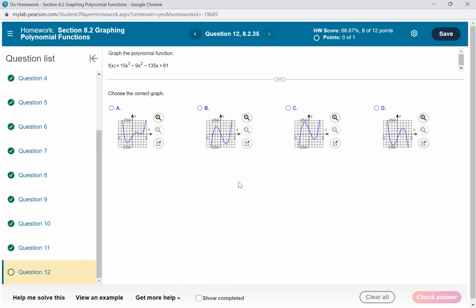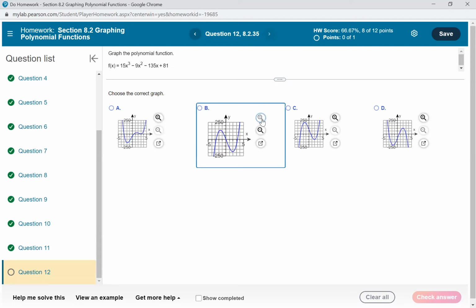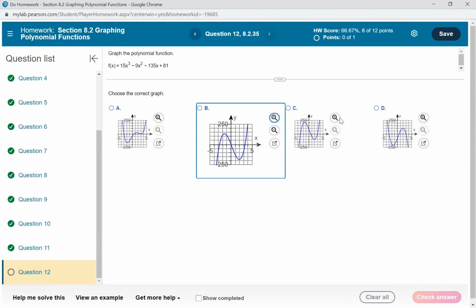Now the last one, let's see, both ends up. B's going uphill left to right. C is going uphill left to right. And then D is going downhill left to right. So this one, I got an odd degree of 3. I got a positive lead coefficient. So positive and odd go uphill left to right. So y'all, once again, I'm stuck with B and C. So let's look at what B and C are doing.